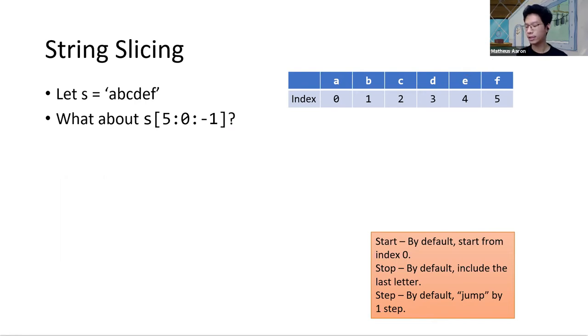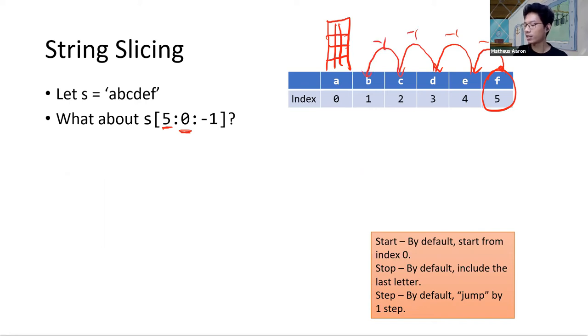So when we do this, it's very important. We observe, we start here at 5, meaning we start here. Then we stop at 0, meaning we're gonna build a great wall at 0 over here. Then it does a negative 1 step. So it will jump negative 1, another jump, negative 1, another jump, negative 1, another jump, negative 1, and another jump and hits the wall. Basically, you just take whatever is jumped on. And in that case, it will give us FEDCB.